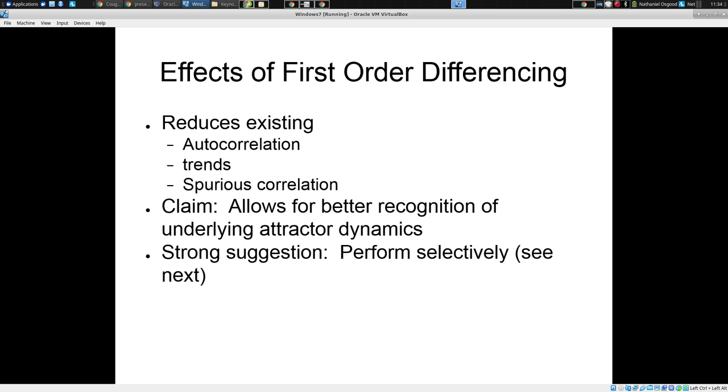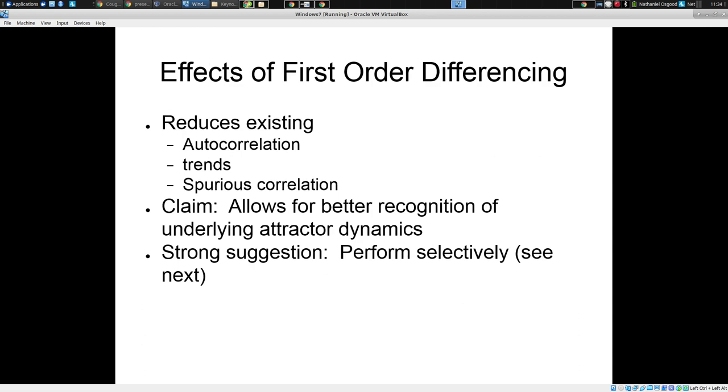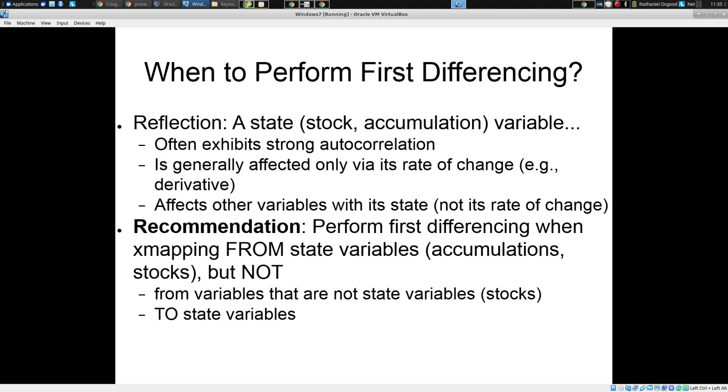So Sugihara argues in a CCM context for use of first differencing, this sort of conditioning step where we subtract successive values, and argues it reduces autocorrelation, sort of spurious correlation and trends. And the claim is that it allows for better recognition of the underlying dynamics. And what I found is that it's best to perform it when we're dealing with state variables, but not with variables that are not state variables.